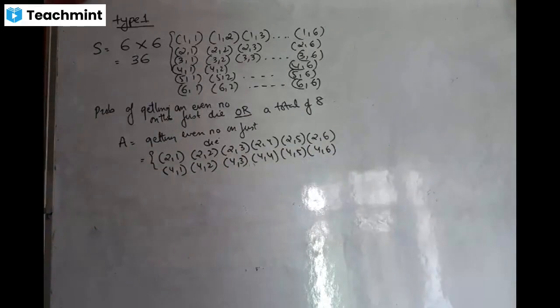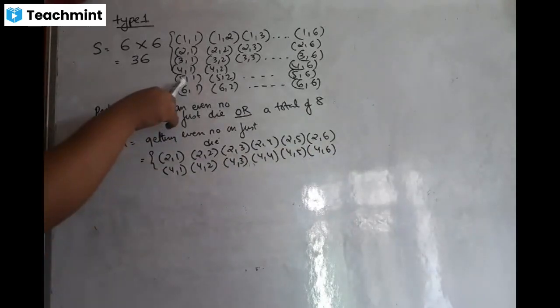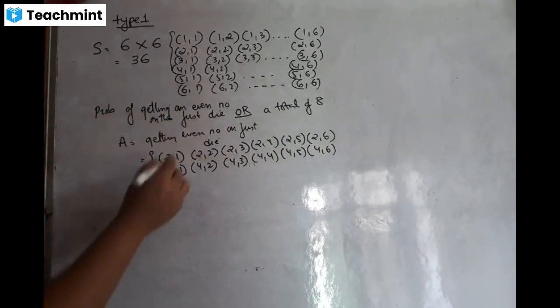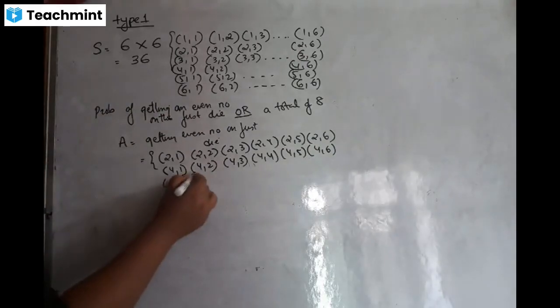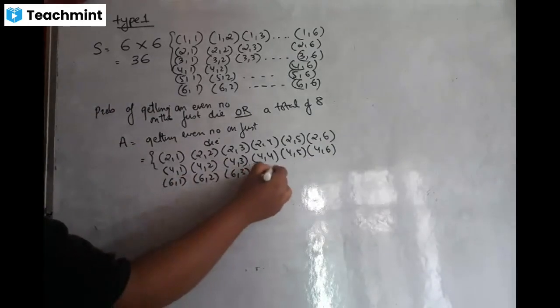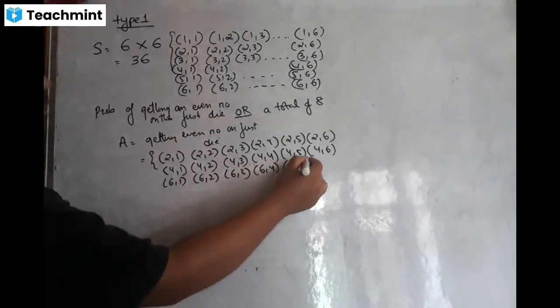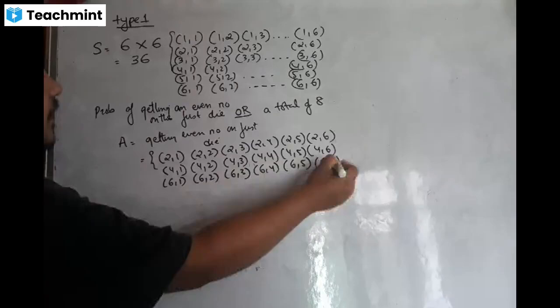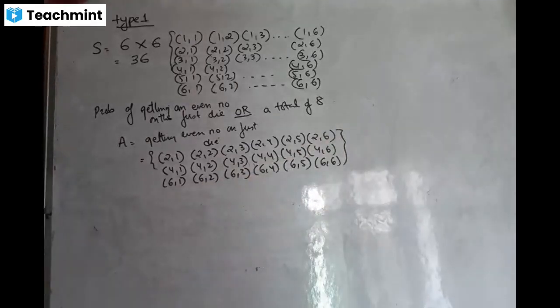Next, I cannot take 5 comma 1 because the first number on the die is an odd number. It has to be an even number. So I'm going to take 6 comma 1, 6 comma 2, 6 comma 3, 6 comma 4, 6 comma 5 and 6 comma 6. So this is the first event.